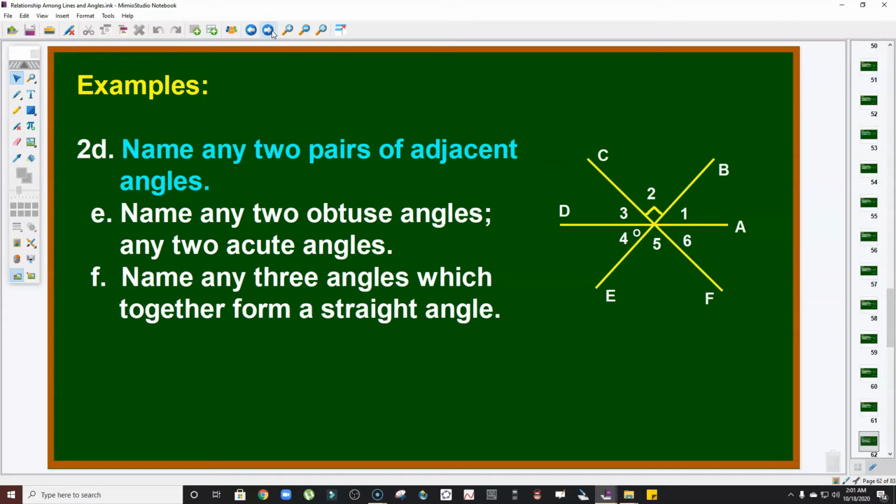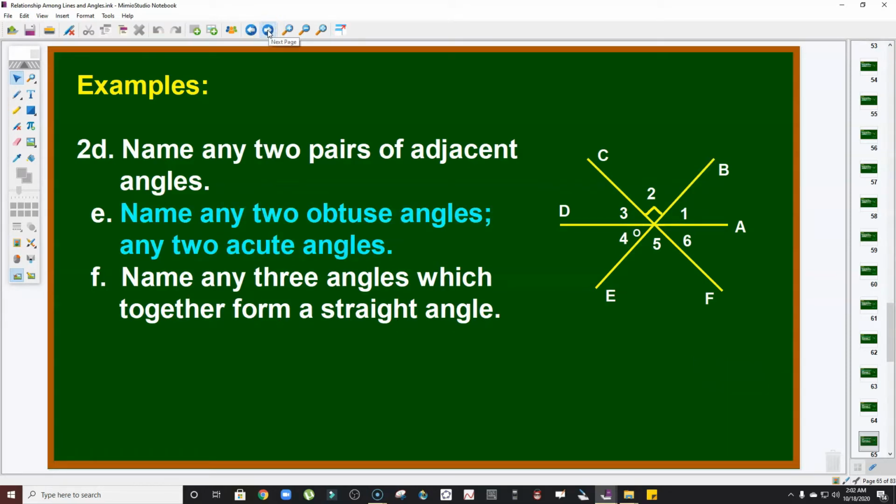Name any 2 pairs of adjacent angles. When we say adjacent angles, we have a common side here. So here, angle AOB and angle BOC are adjacent angles, where BO is the common side. See that? Another adjacent angles, BO is our common side. So, this angle AOB and angle BOD are adjacent angles. Clear?